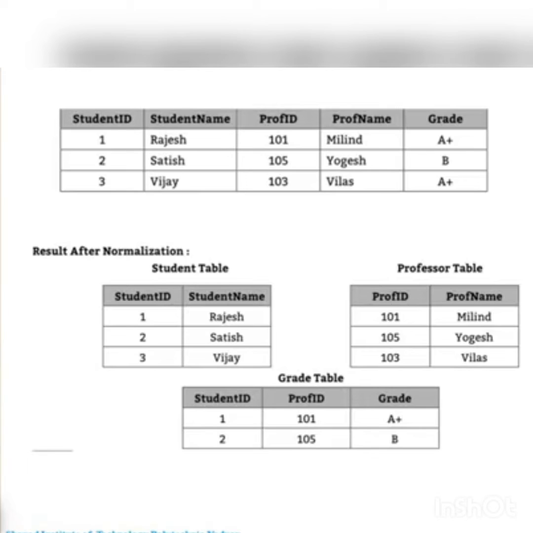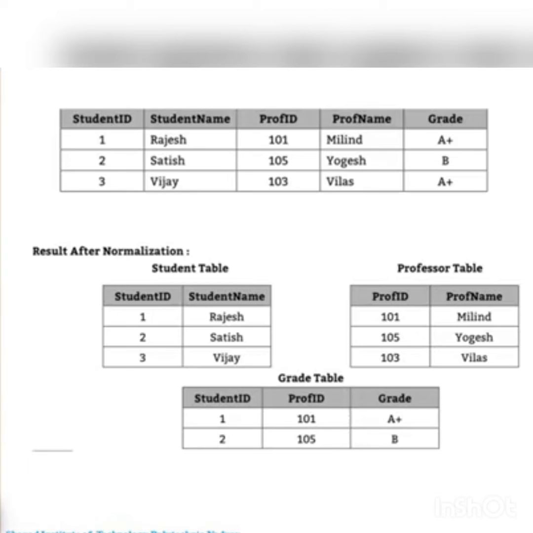To solve this problem, we must create a new table professor with the attribute professor name and the key professor ID. The third table grade is necessary. Here how many tables are there? Student table is there, professor table is there and grade table. The third table grade is necessary for combining the two relations student and professor and to manage the grades.